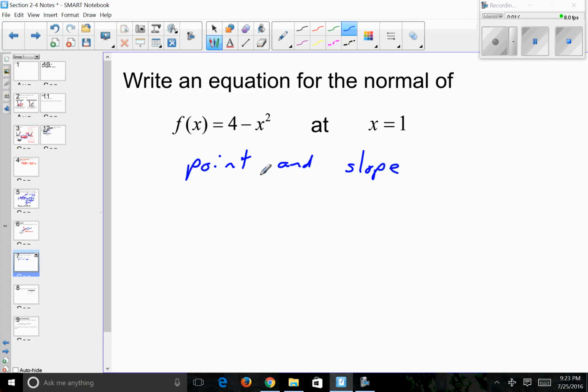Well, the point is just the point on the curve that we're looking at. So in this case, if we're looking at the function 4 minus x squared, when x is 1, the point is at 1, and then when I plug 1 in for x, 3. For the slope, I first would need the slope of my tangent.